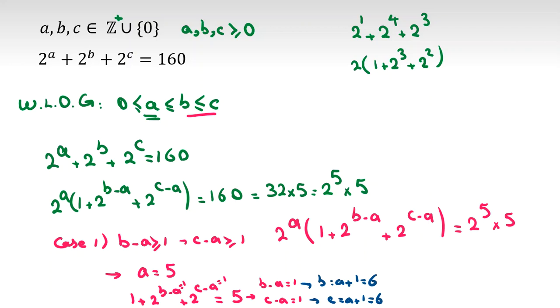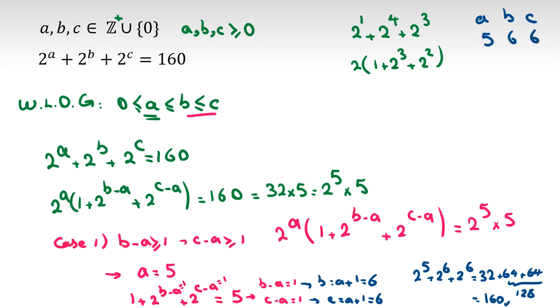So 5, 6, 6. If you check, 2 to the 5 plus 2 to the 6 plus 2 to the 6 will be 32 plus 64 plus 64. 64 plus 64 is 128. The sum of them will be 160. It works. So our first answer, let's write A, B, C. I want to gather all answers here. A is 5, B is 6, C is 6.